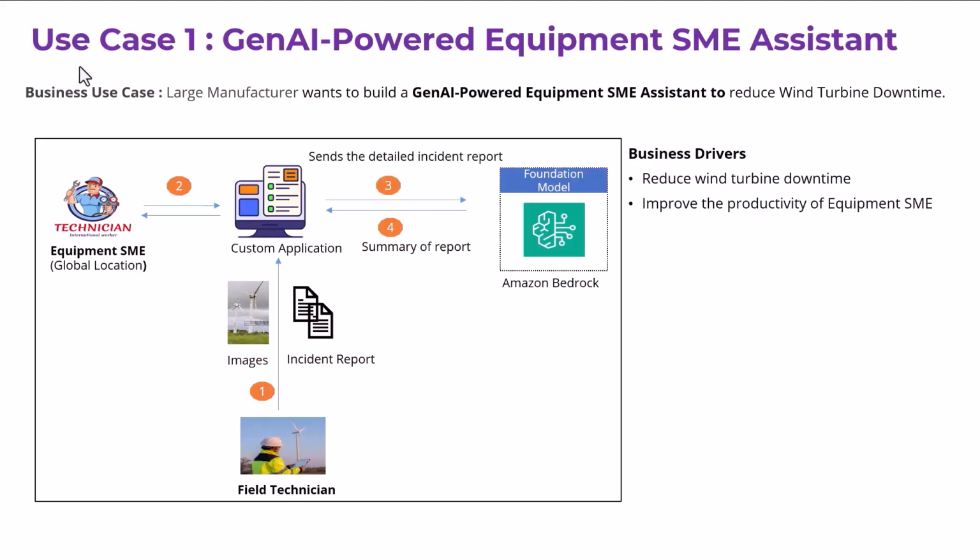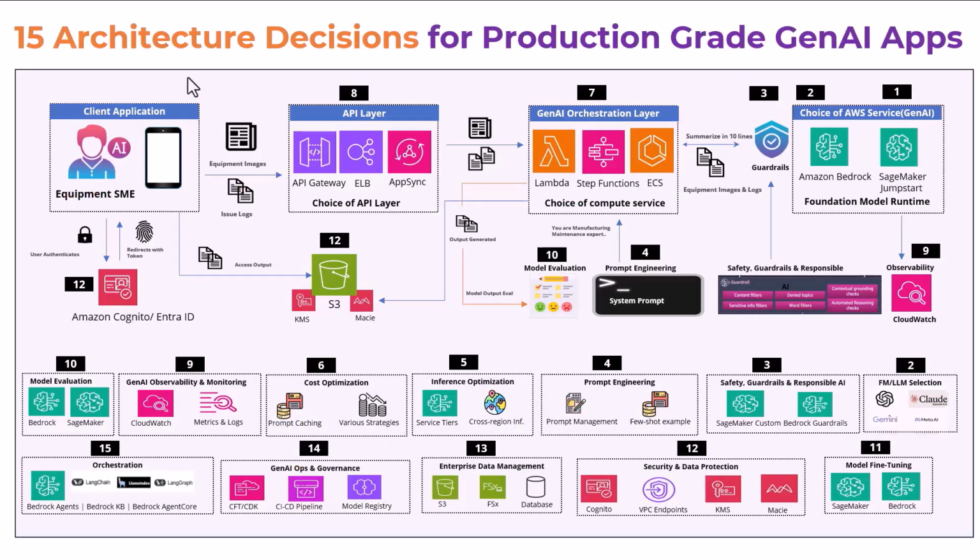We're going to start the course with a fictitious generative AI powered equipment SME assistant. Then we'll deep dive into 15 key architectural decisions and trade-offs. This will not only help you in answering the scenario-based questions in the exam, but also help you in building real-world production-grade generative AI applications.